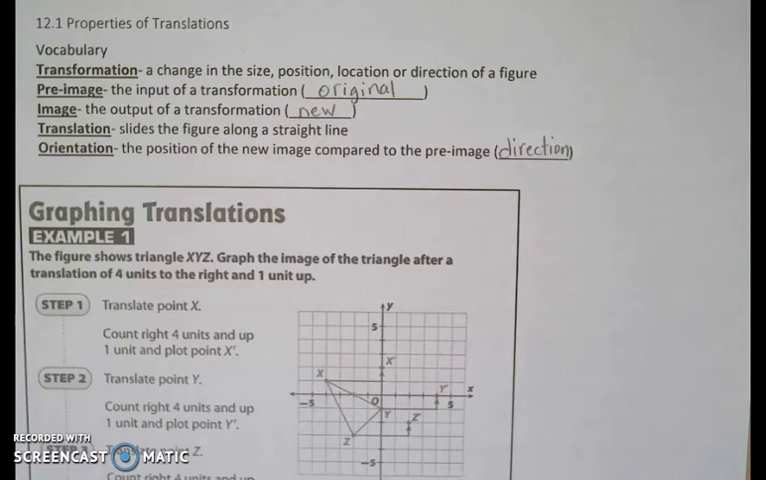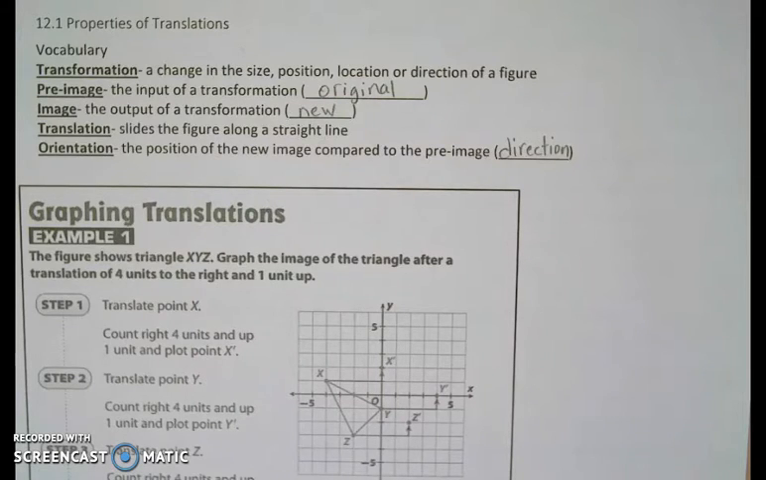Today we'll be learning about the properties of translations. A transformation is a change in the size, position, location, or direction of a figure. The pre-image is the input of a transformation, which was your original figure. The image is the output of the transformation, which is your new figure.